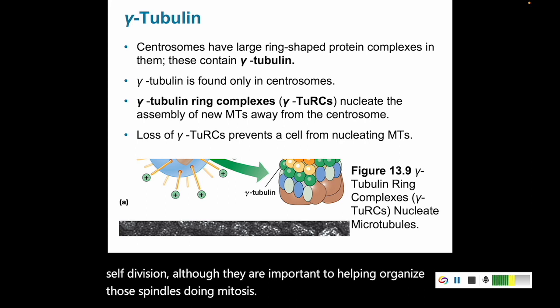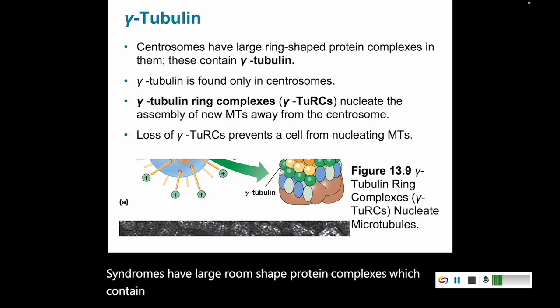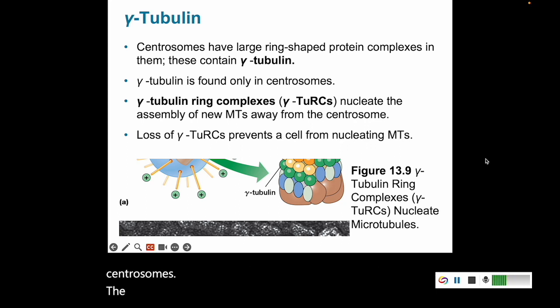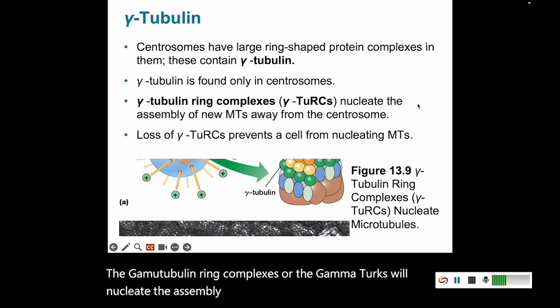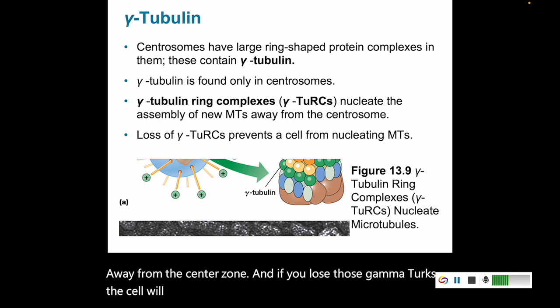Centrosomes have large ring-shaped protein complexes which contain gamma-tubulin, and gamma-tubulin is only found in the centrosomes. The gamma-tubulin ring complexes, or the gamma-TuRCs, will nucleate the assembly of new microtubules away from the centrosome. And if you lose those gamma-TuRCs, the cell will be prevented from nucleating their microtubules.